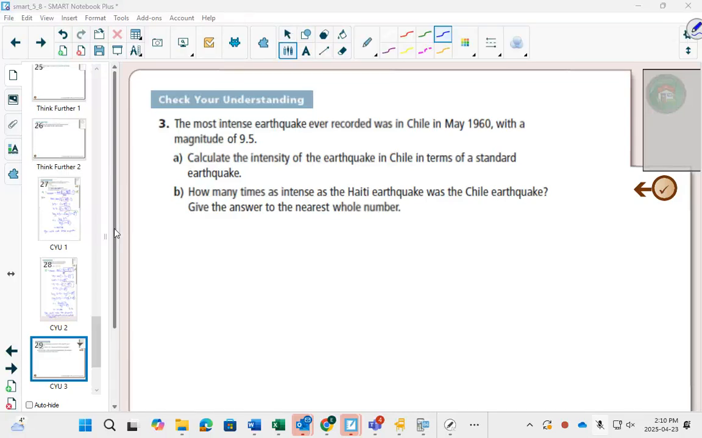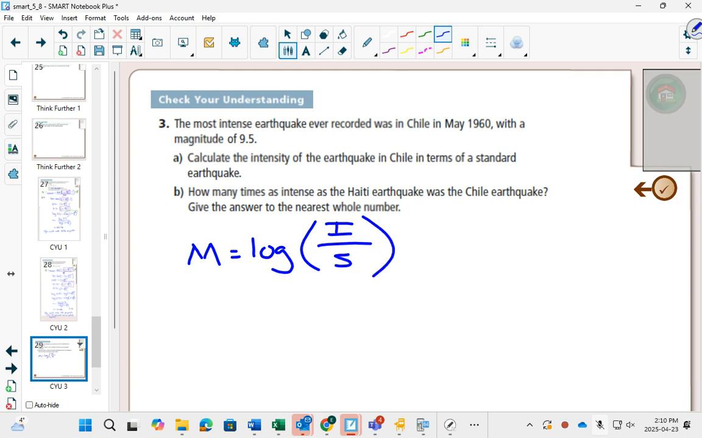There's a formula for earthquakes. I'm just going to steal it like this. And on an exam, they would give you this formula and tell you that I is the intensity, M is the magnitude, and I is the intensity compared to some standard, and S is the standard.